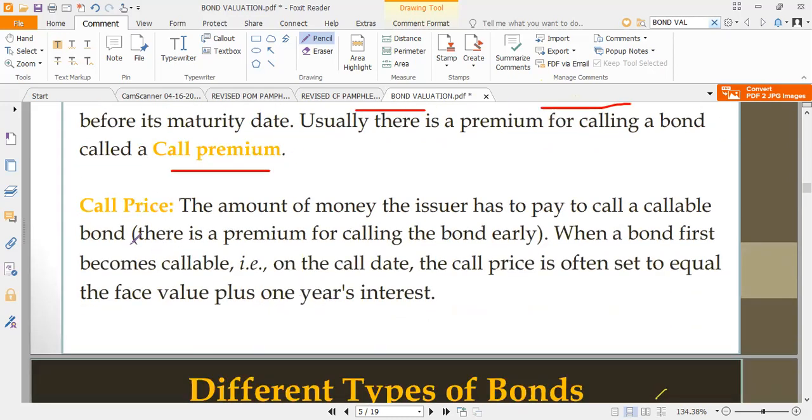Then we also have what is called a call price. A call price is simply the amount of money that the issuer of the bond has to pay to call a callable bond.